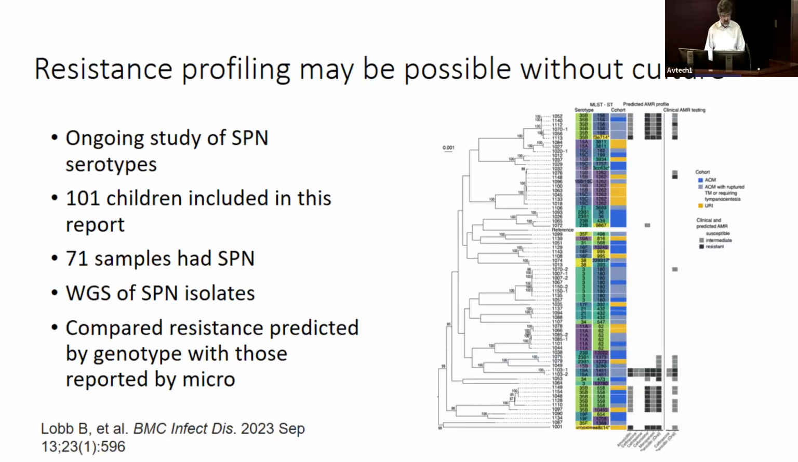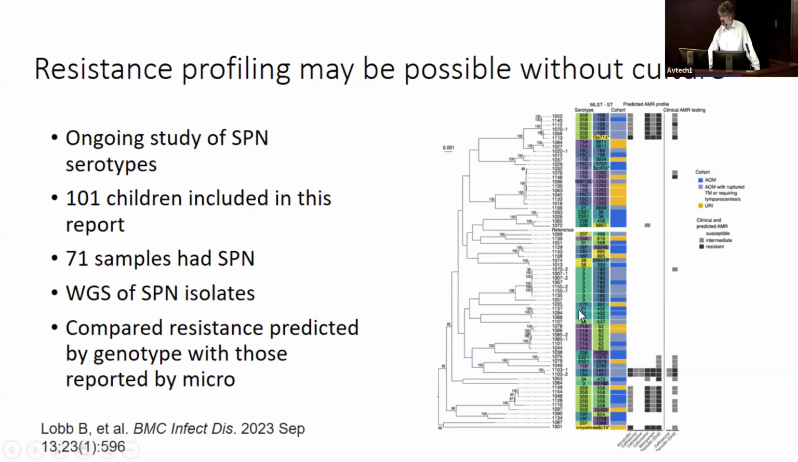So in this study, we were wondering whether we could use the information from genotyping the organism to tell us whether the organism is resistant or not. This is part of an ongoing study of strep pneumo serotypes that we're doing. So we took the first 101 patients in this study. Those children had 71 instances of strep pneumo. We sent the strep pneumo for whole genome sequencing. So we genotyped the strep pneumos, and we wanted to see if that would tell us whether the strep pneumos were resistant or not. So again, I'm going to walk you through this.